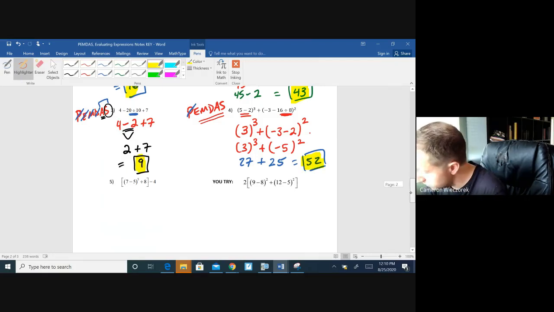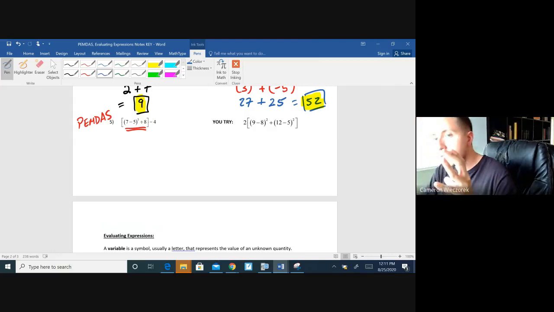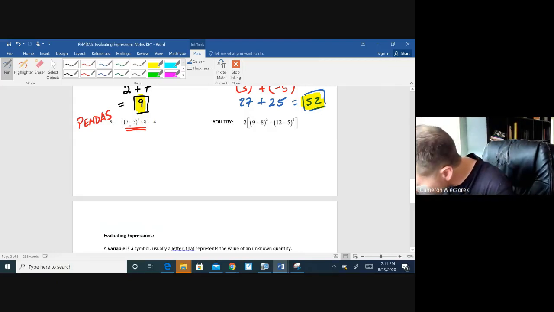Number 5, we've got a set of brackets this time, and the reason they're using brackets is because they already use parentheses here. So we are going to have to start inside here for PEMDAS. Think of the brackets as just a bigger set of parentheses. But then once you're inside that big set of brackets, you got to move on to the little set of parentheses to start out. So I'm going to start with 7 minus 5, which is 2.